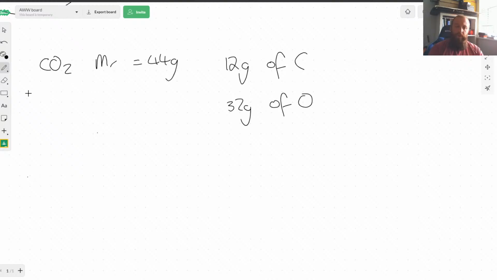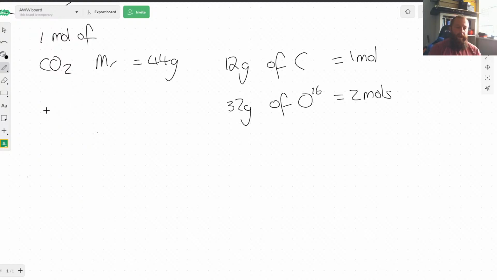Now, this is 1 mole of CO2. If I was to break it up into individual atoms, I would end up with 1 mole of carbon, but I would end up with 2 moles of oxygen. So we go through that again. If I was to break up 1 mole of carbon dioxide, I would end up with 12 grams of carbon, but 32 grams of oxygen. Now, we know that 1 mole of oxygen is 16 grams. So if I've got 32 grams, I must have 2 moles.